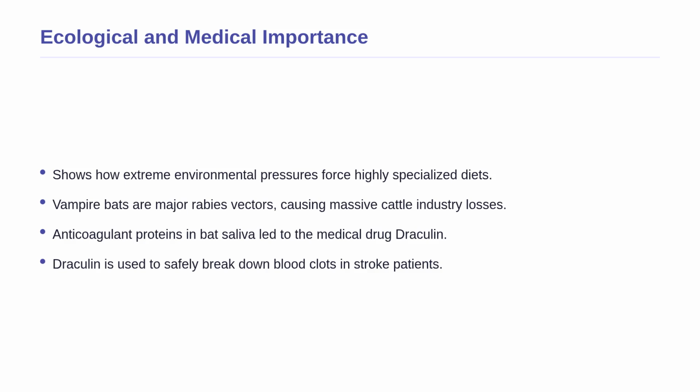Having seen these bizarre examples, you might wonder why we study them. Understanding parasitic vertebrates is incredibly important for both evolutionary biology and practical medicine. Evolutionarily, they show us how extreme environmental pressures force complex animals into highly specialized diets. In the real world, they have massive economic impacts. For instance, vampire bats are major vectors for the rabies virus, causing millions of dollars in losses to the Latin American cattle industry every year. But there is a silver lining. Studying the anticoagulant proteins in vampire bat saliva has led to life-saving medical drugs like Draculin, which helps treat human stroke patients by safely breaking down blood clots.